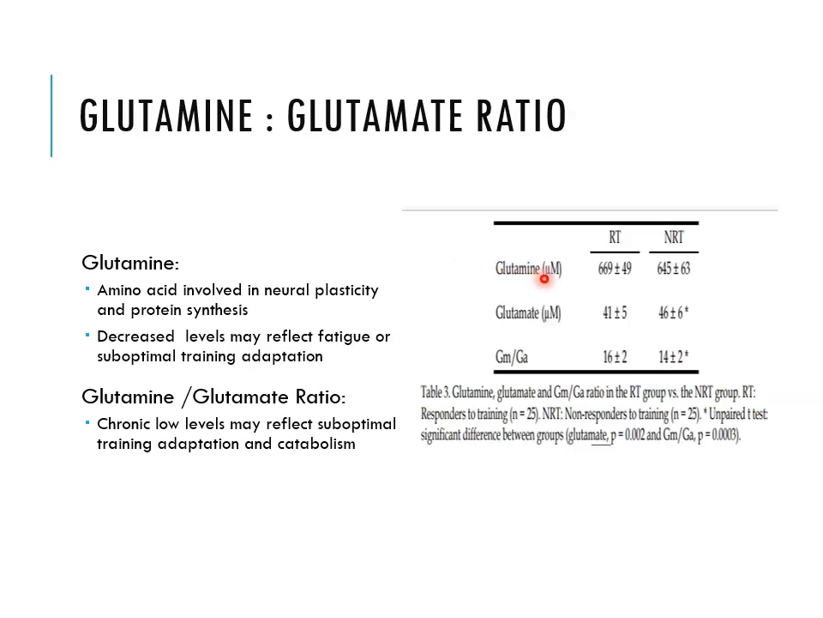Glutamine is an amino acid involved in neural plasticity and protein synthesis. Decreased levels of glutamine may reflect fatigue or suboptimal training adaptation in athletes. Decreased glutamine concentration and increased glutamate concentration results in decreased glutamine-glutamate ratio, and these parameters are widely used as markers of overtraining in the field of sports.